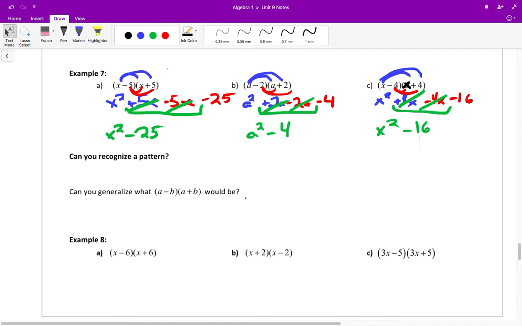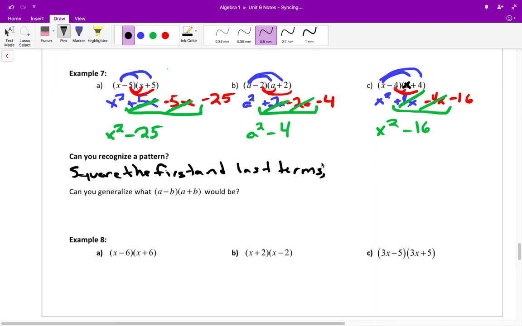So the pattern, if you did not notice it, is that you square your first term and square your last term. So the pattern is square the first term and the last term. So square the first and last terms. Then you just subtract. Now, when you subtract, you have to leave it as subtraction. It won't be something you can combine.